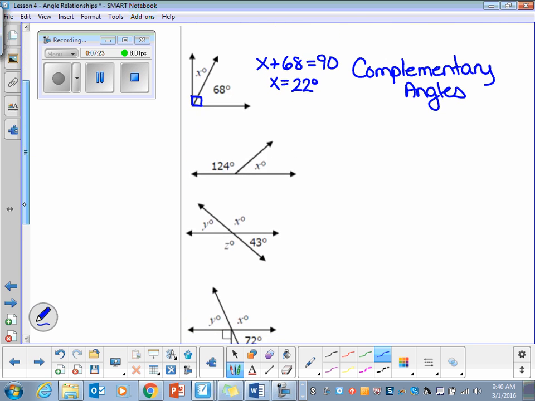My next set of angles, wow, they make a straight line. Straight line plus they're adjacent. The best name here is linear pair. Okay, you could say they're supplementary because they make a straight line. 124 plus X has to equal 180, but supplementary is not the best name. They make a straight line and they're adjacent, so linear pair is the best name. X is going to equal 180° minus 124°. That's 56°.